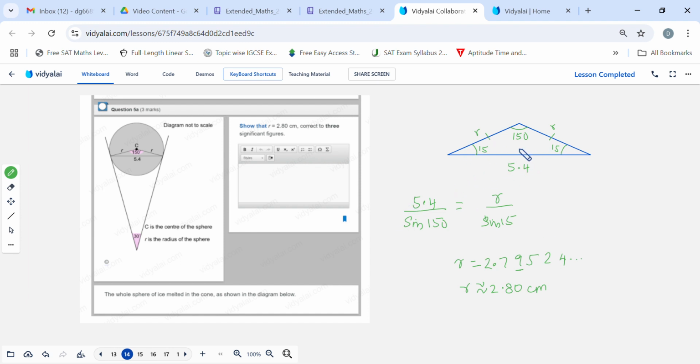Then by using the sine rule, we can find that r is equal to 2.8. That is, the sine rule tells us that 5.4 divided by sine 50 is equal to r by sine 15. Solving this, we will get r as 2.79524. When rounded off to 3 significant figures, r will be equal to 2.80.